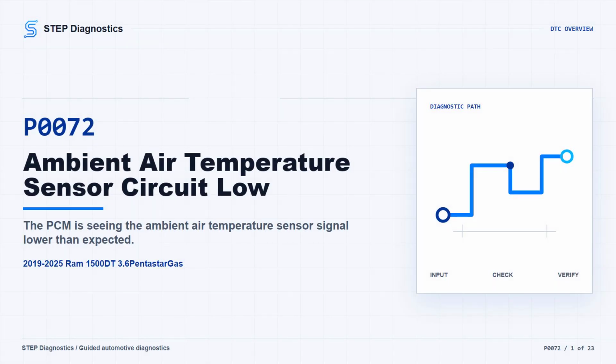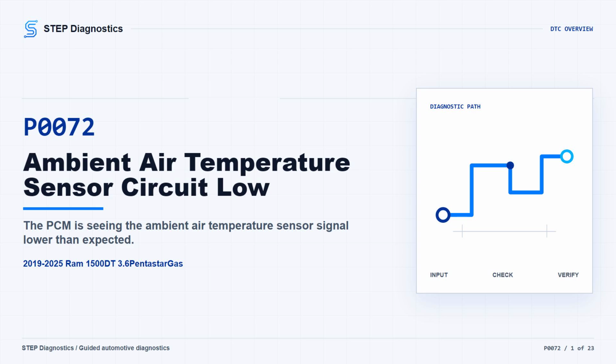On this RAM, P0072 means the PCM may be seeing the ambient air temperature sensor circuit pulled lower than expected. In plain language, the outside temperature signal can look too low to the module. The MIL may illuminate, and the outside temperature information may be incorrect or unstable.